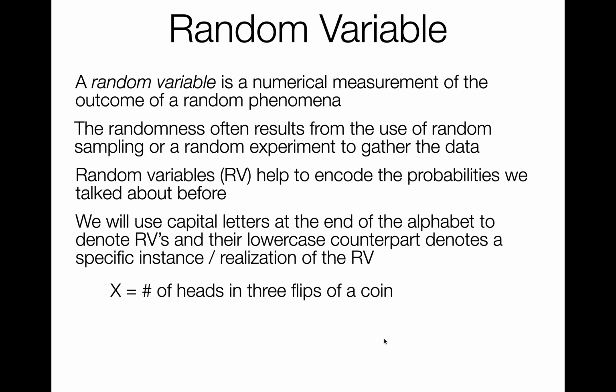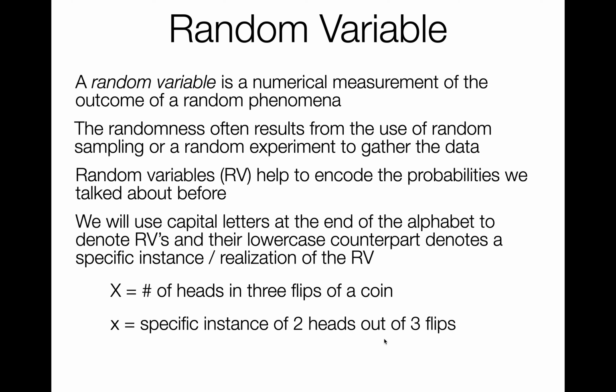So I have the overall random phenomena of flipping a coin. A random variable is looking at a numerical measurement of some characteristic of that random phenomena. So the random variable would be the number of heads in the 3 flips. That's my sort of theoretical random variable. The lowercase counterpart, lowercase x, is that specific instance of when I get 2 heads out of 3 flips. So that's just an example.